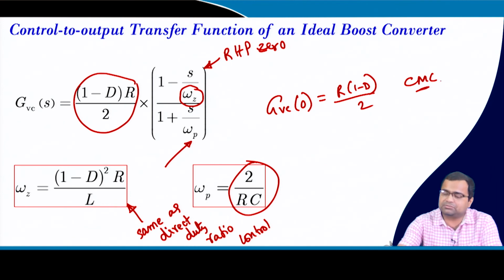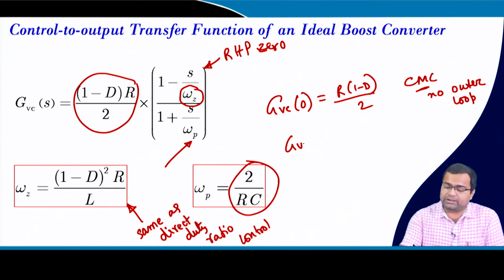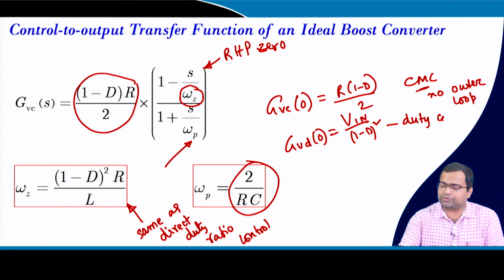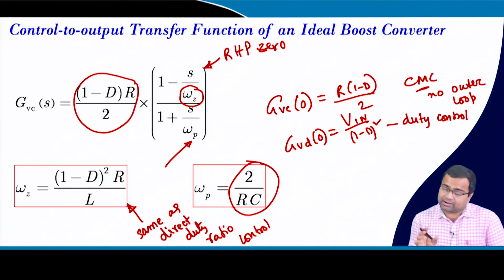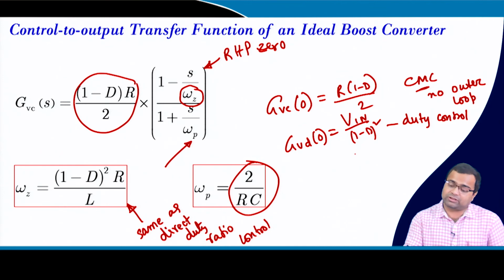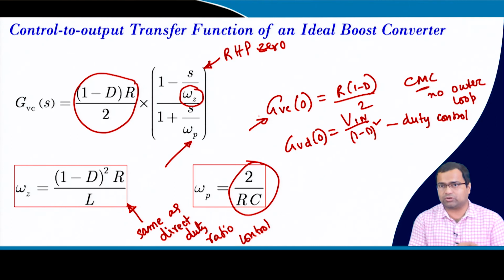In case of no outer loop, okay. But if you recall the GVD of a boost converter, it can be shown that it comes to be 1 minus V in by D square. This is for duty control, where it also depends on the duty ratio, but it depends on the input voltage. Here it is independent of input voltage, but it depends on the load current, load resistance.